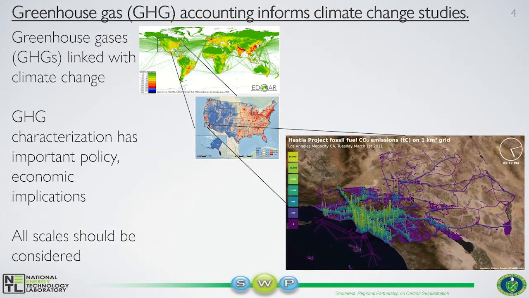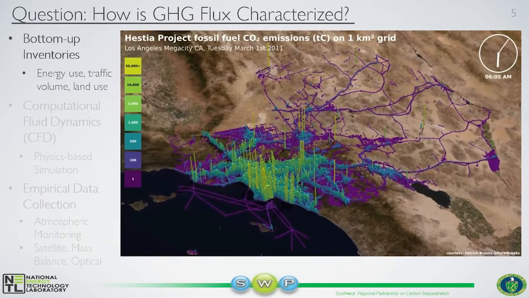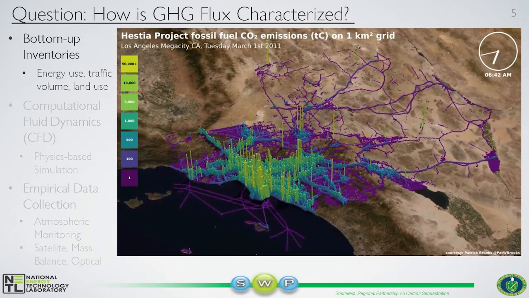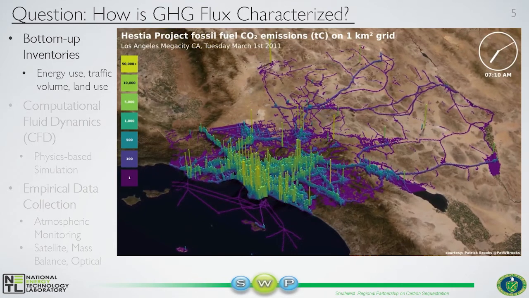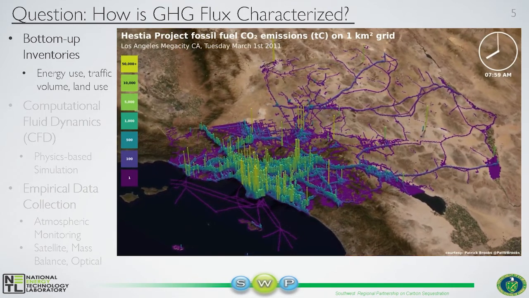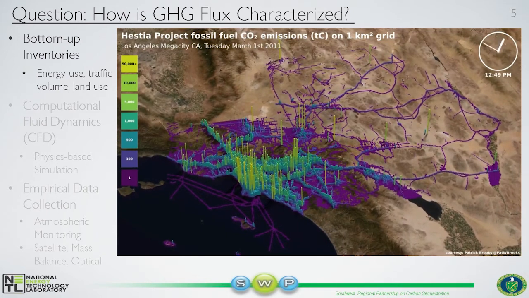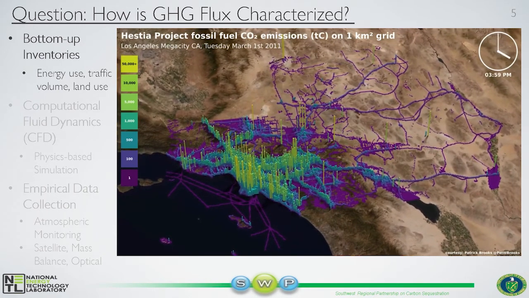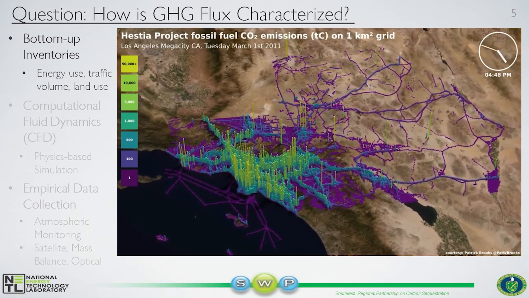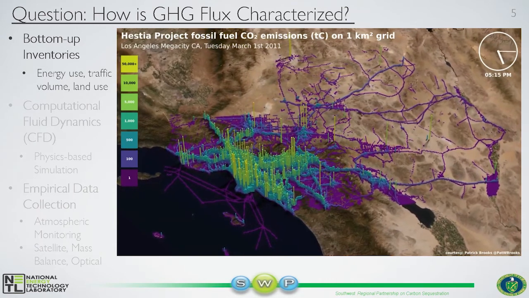So how is GHG flux characterized? Let's take this project from Los Angeles as an example. This project uses a bottom-up inventory approach, which estimates CO2 emissions with proxies like energy use, traffic volume, and land use data at each grid cell to account for GHGs.